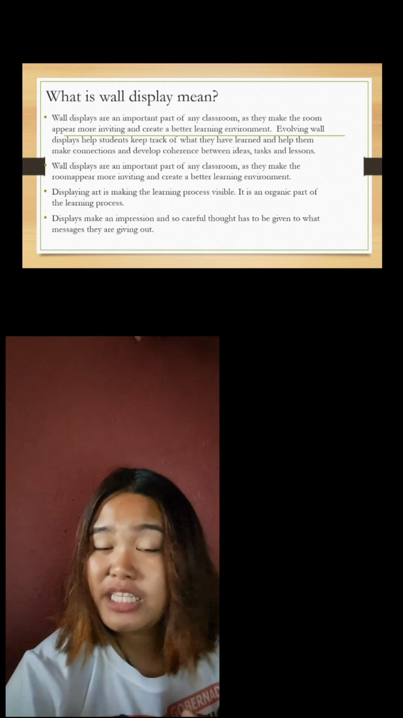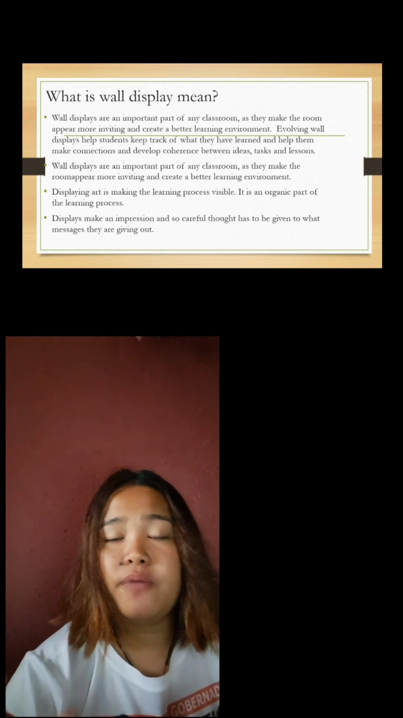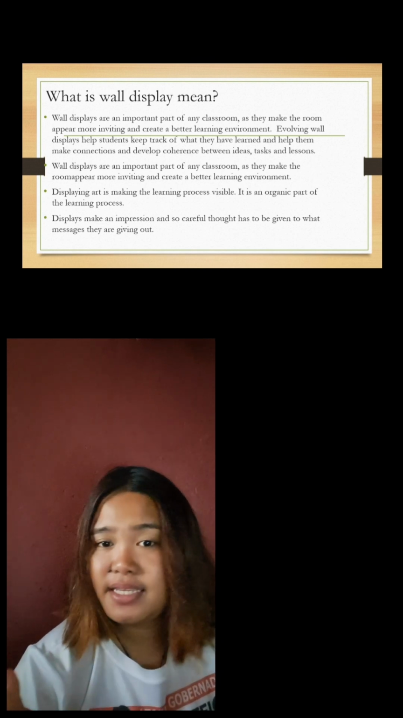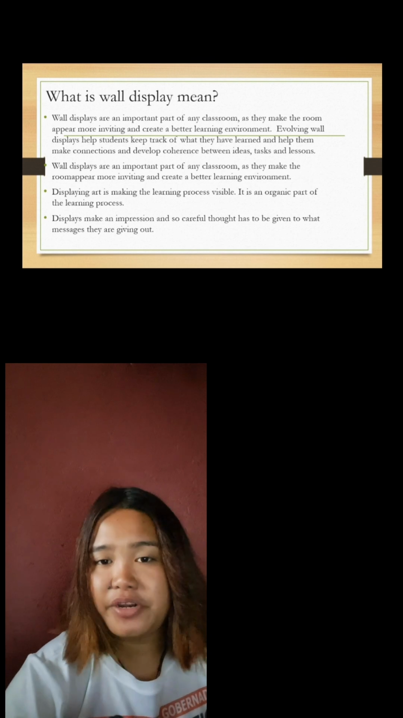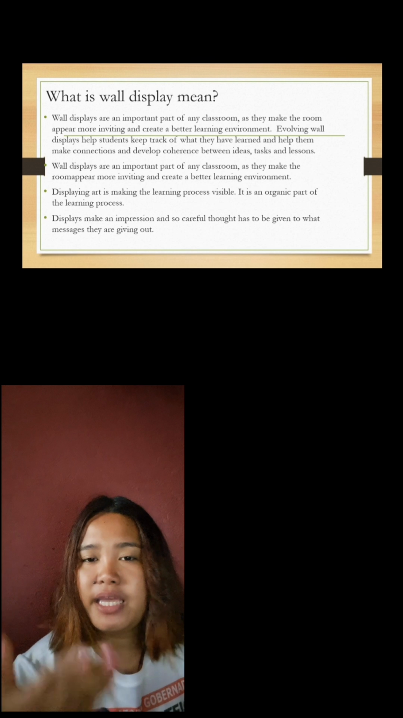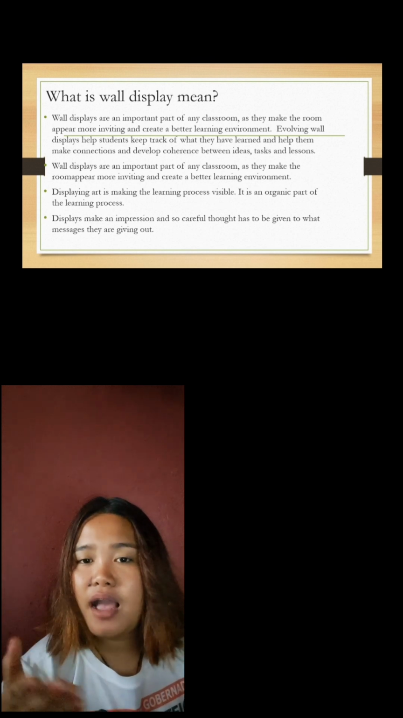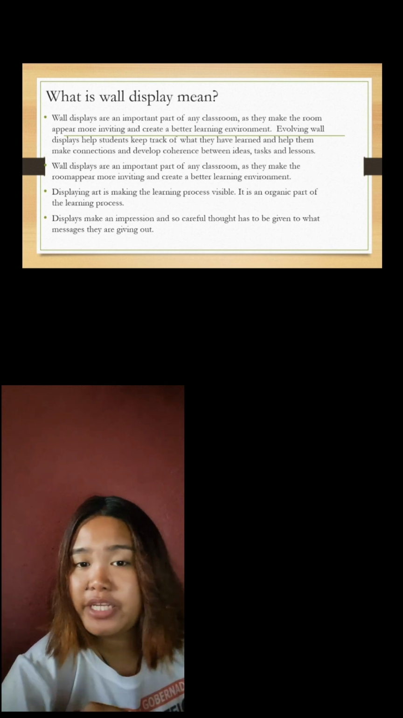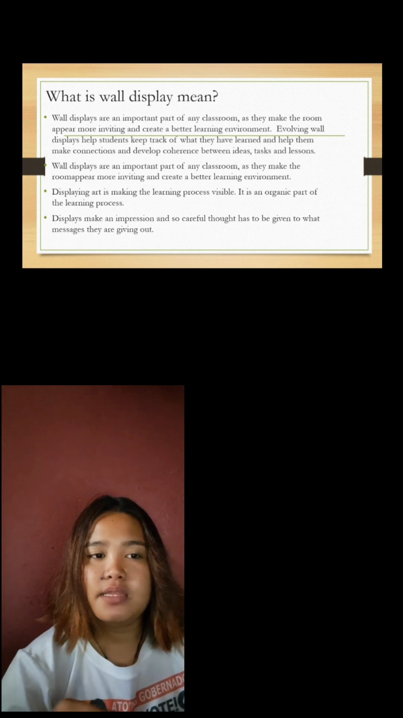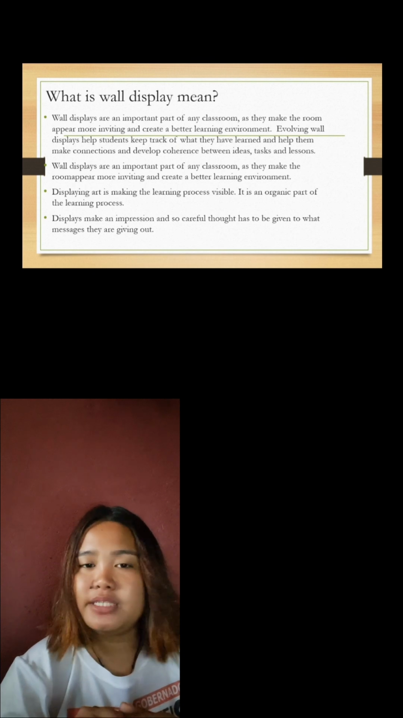Wall displays are also an important part of any classroom as they make the room appear more inviting and create a better learning environment. Also, a wall display makes the learning process visible and is an organic part of the learning process, making an impression, so careful thought must be given to what messages they are giving out.